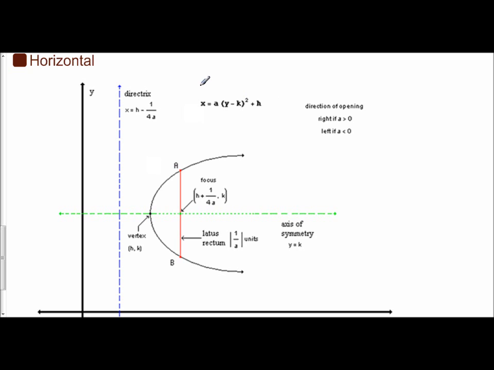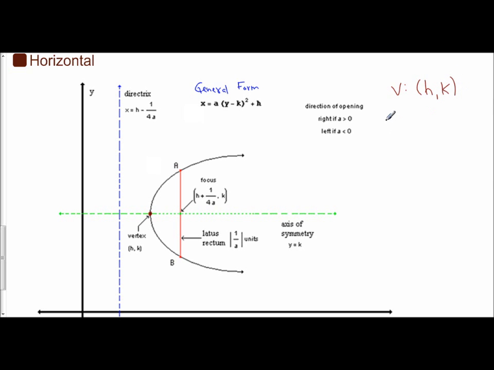So the general form is a little different, but always know this. Your h is your horizontal and your k is your vertical. So k is always paired up with the y. So x equals a times y minus k squared plus h. That's our general form. And just like before, we have a vertex. The vertex is still represented by the coordinate (h, k).